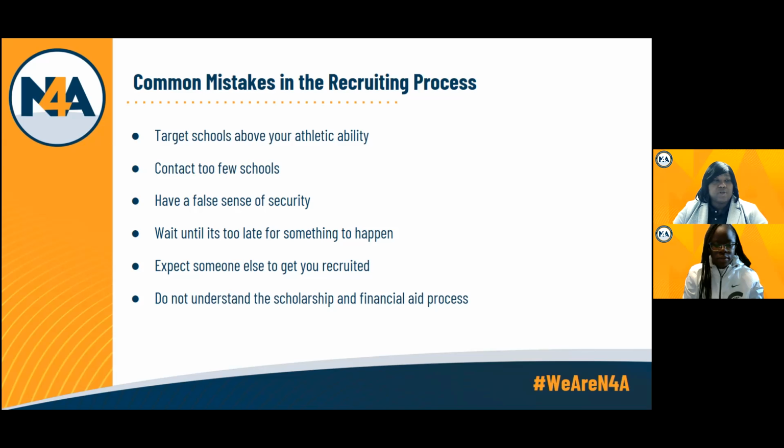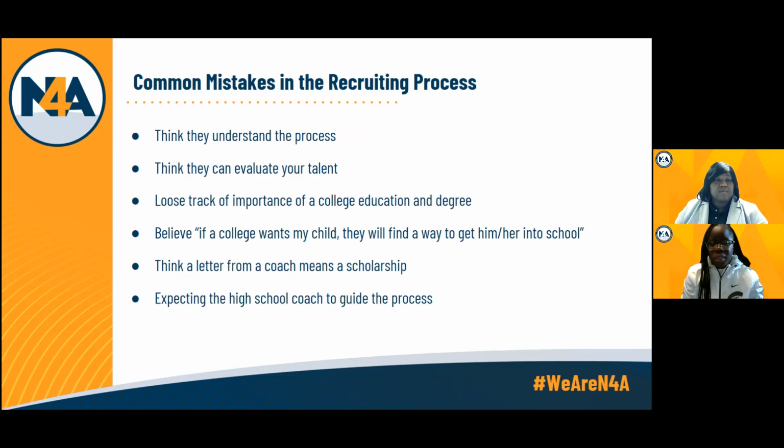And also remember, do not understand the scholarship and financial aid process. So you're here today to begin that process of understanding what is needed in the eligibility center processes. So some additional common mistakes that are made in the recruiting process is you just think that you understand the process. This process is for you to ask questions. If you don't know, definitely reach out and ask those questions.